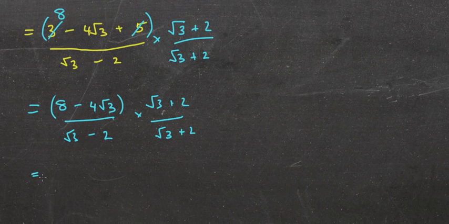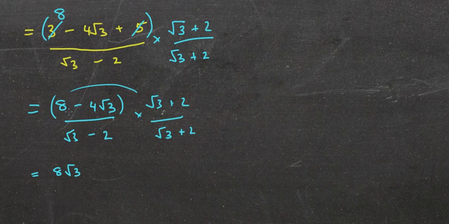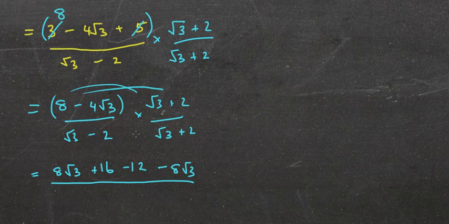Okay, simplify that. So 8 times root 3 is just 8 root 3. 8 times 2 is positive 16. Minus 4 root 3 times root 3. Well, root 3 times root 3 is just 3. So minus 4 times 3 is minus 12. And then we get minus 4 times 2 is minus 8 root 3. All over. Now, it's a difference of 2 squares.